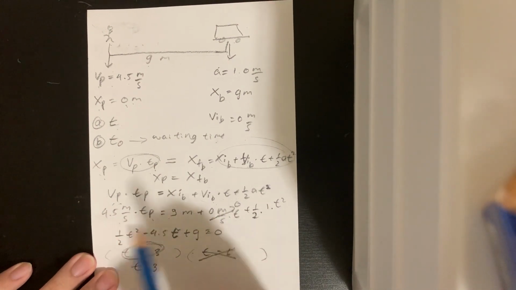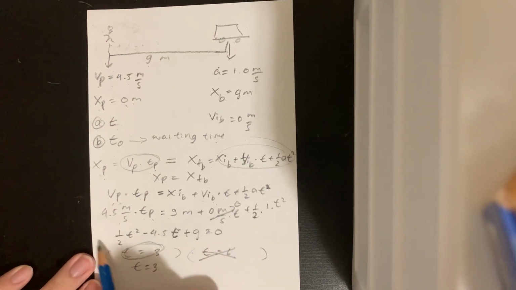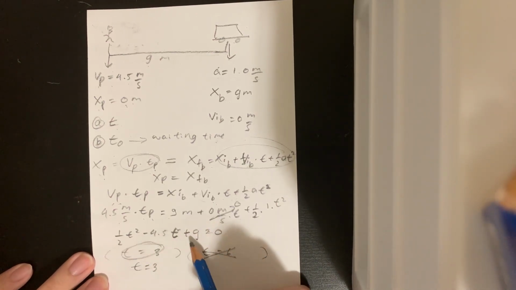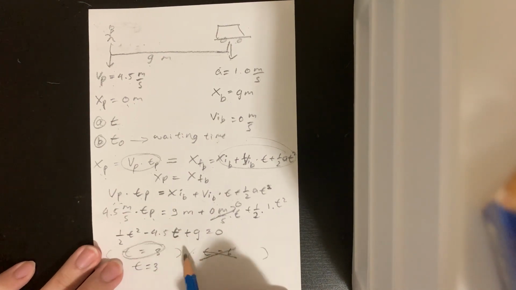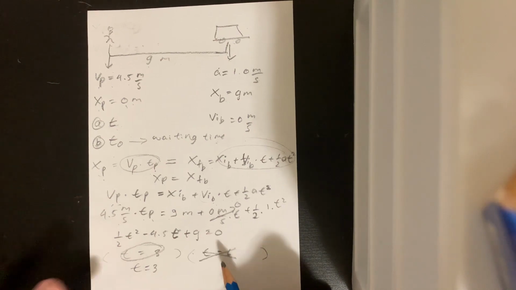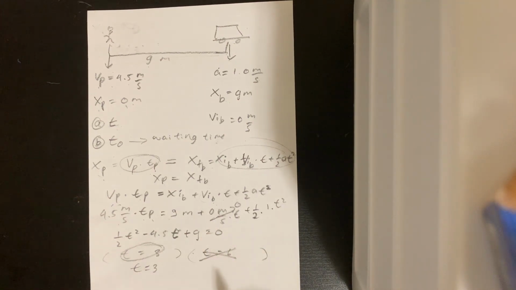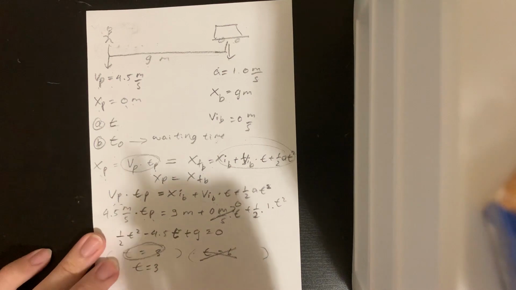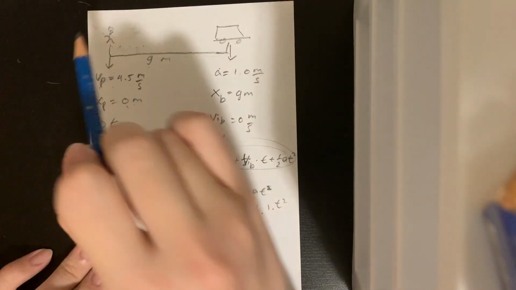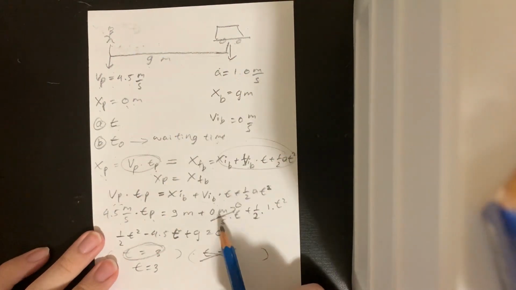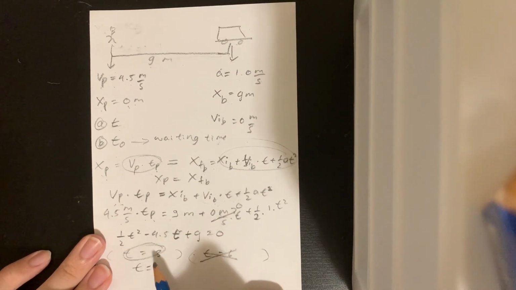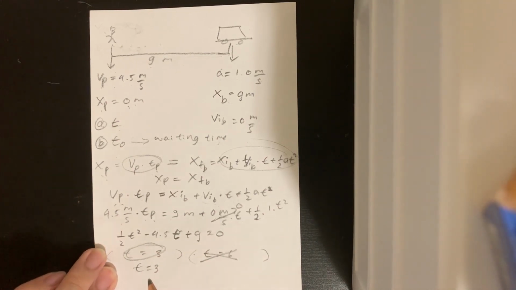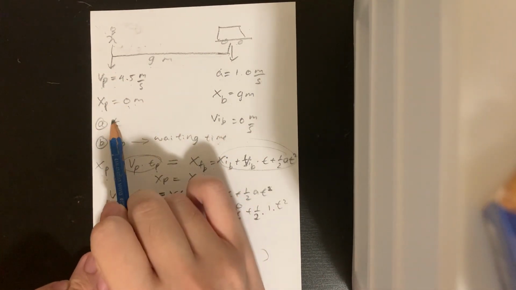Now we can move everything to one side, and this is what I got: 1/2 t squared minus 4.5 t plus 9 equals 0. Here I got two answers, t equals 3 and t equals 6. There are two answers because the bus and the person will meet two times, and we don't care about the second time. We only care about the first time, so t equals 3. So for answer A, the answer is t equals 3.